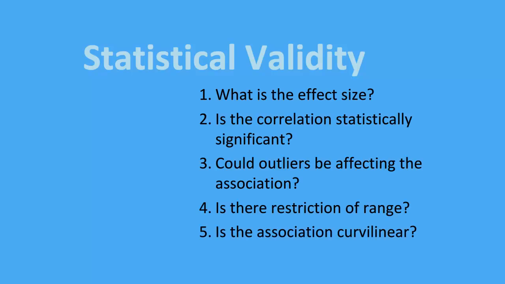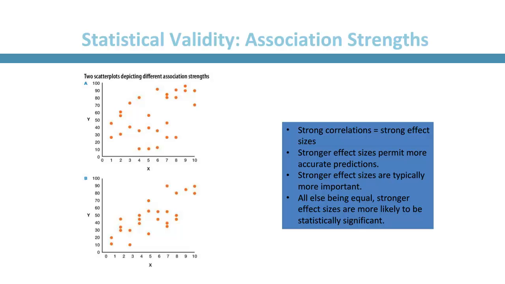In this Chapter 8 video, I'll be discussing statistical validity. So we'll talk about effect size, statistical significance, outliers, the restriction of range problem, and curvilinear relationships. One of the first things to consider when you're interrogating statistical validity is the strength of the relationship.